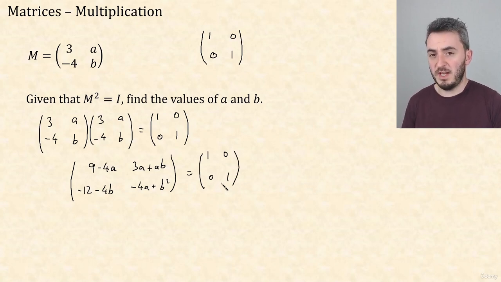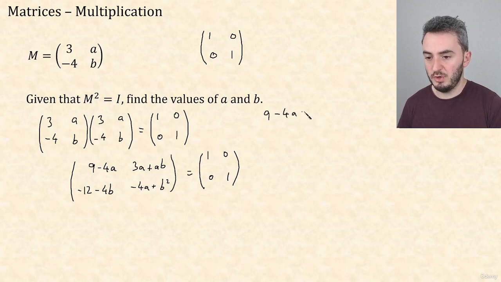So what we have here is actually lots of simultaneous equations. We can form 4 equations here. There's only 2 unknowns though, so we need to check it actually works. So each of these cells should be the same as their corresponding number over here. For instance, 9 minus 4a should equal 1. Well, solving this, we just get a equals 2. What about this one? Minus 12 minus 4b should equal 0. Well, if minus 12 minus 4b should equal 0, we solve that and you get b equals negative 3.